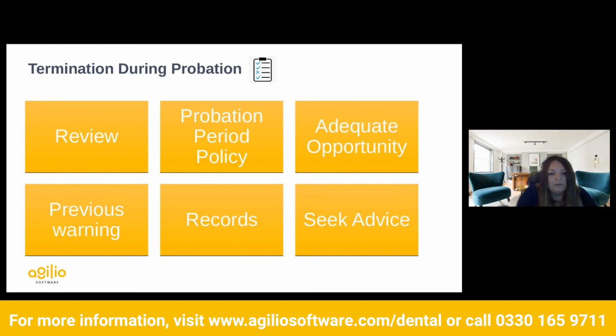I would then recommend you review your probation period policy and make sure you are very clear what procedure you need to follow to come to this termination. If you are an Agilio software member and you are following iComply policy, then you will need to complete the following steps. Ensure the team member has been provided with adequate opportunity and they are demonstrating that they are trying to improve, and you have given at least one warning to your new team member that their performance or conduct is putting their employment at risk.